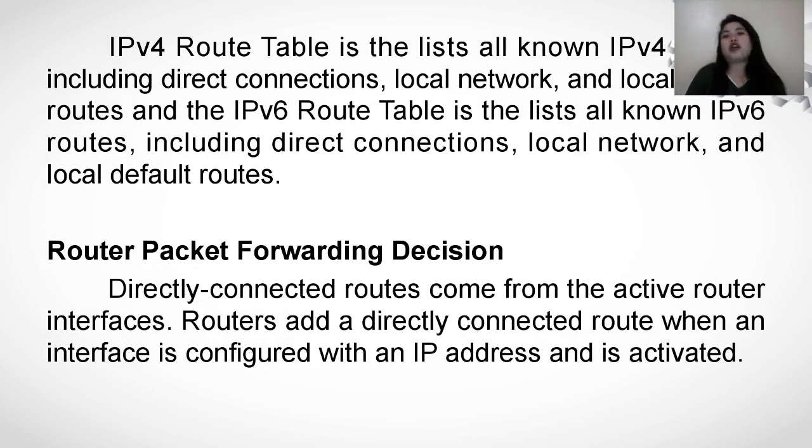Then the IPv4 route table lists all known IPv4 routes, including direct connections, local network, and local default routes. The IPv6 route table lists all known IPv6 routes, including direct connections, local network, and local default routes. Router packet forwarding decision. Directly connected routes come from the active router interfaces. Routers add a directly connected route when an interface is configured with an IP address and is activated.